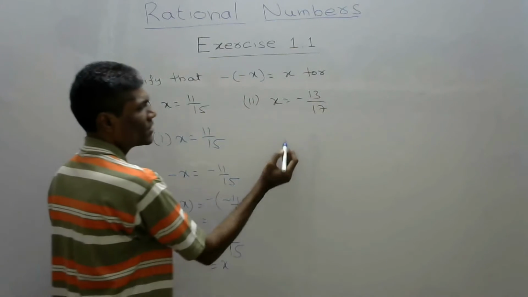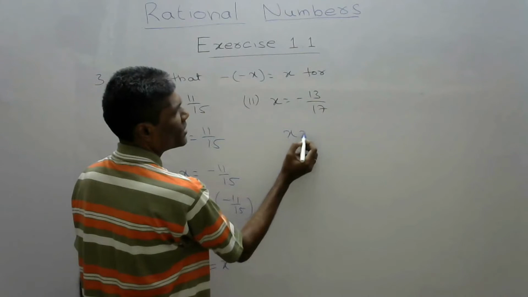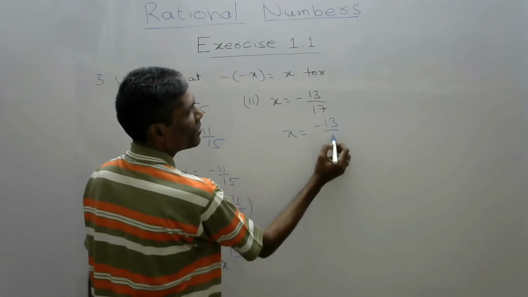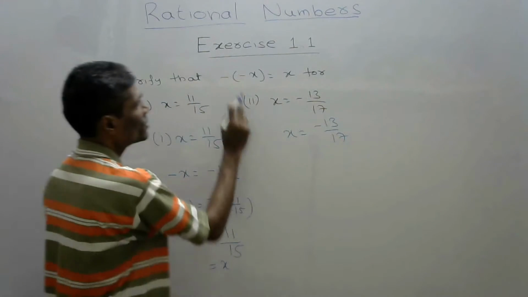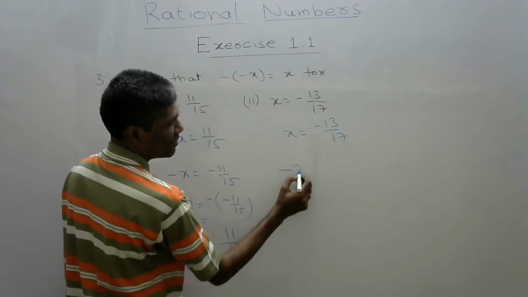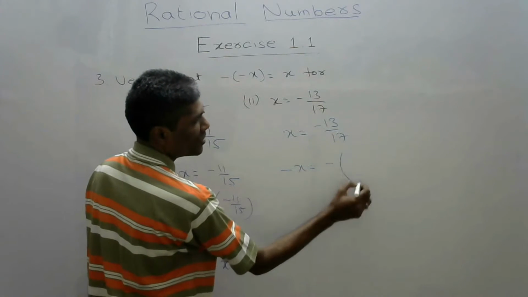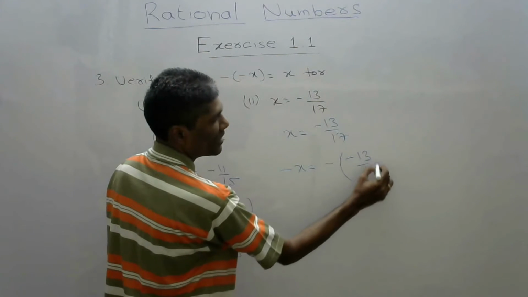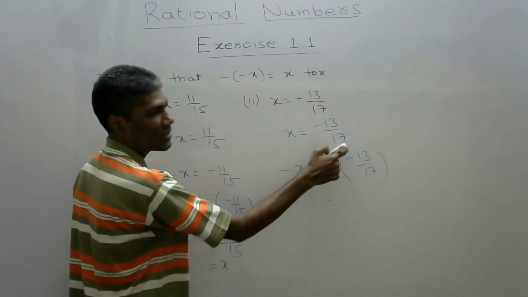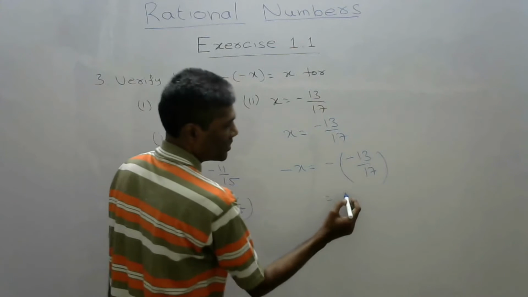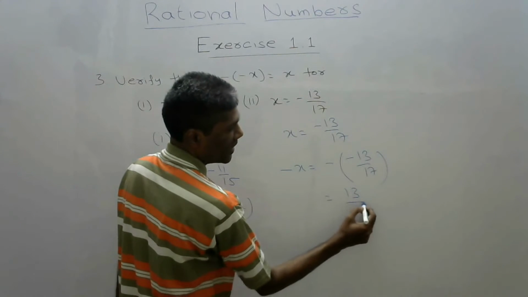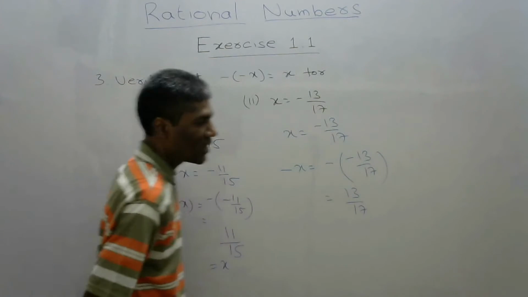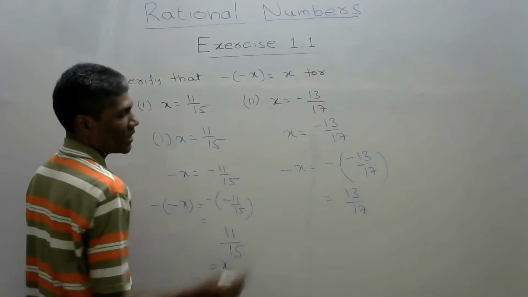Now, second, same. x is given as minus 13 by 17. First, we should find minus x. Minus x equals minus of minus 13 by 17. Minus into minus is plus. So, that is equal to 13 by 17. Minus x is 13 by 17.